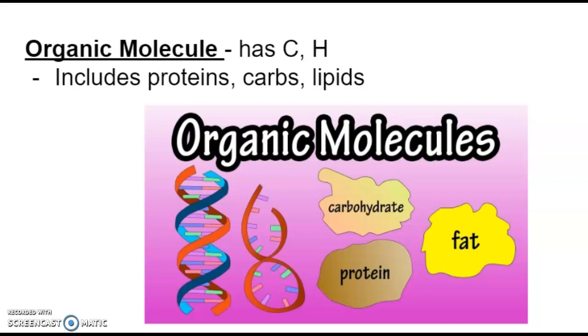Usually these organic molecules come from living things. So when we're eating food, we're typically eating things that used to be living, whether they be plants, things like lettuce or carrots, or they might be coming from animals like fish or meat. All of those things used to be living. So living things are made up of these organic molecules called proteins, carbs, and lipids. So we eat them, but they also make up living things.